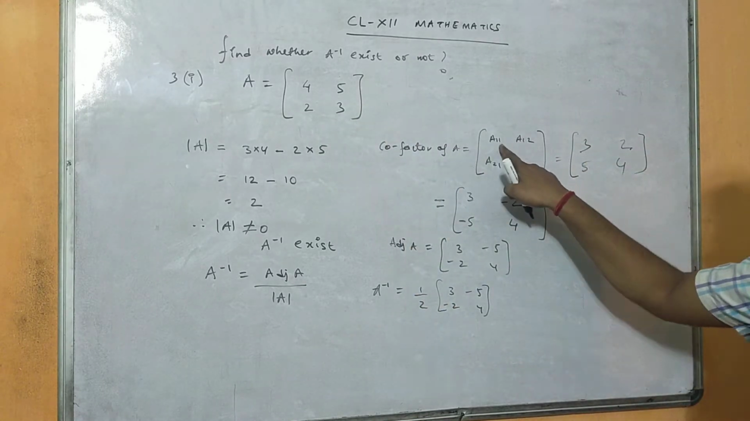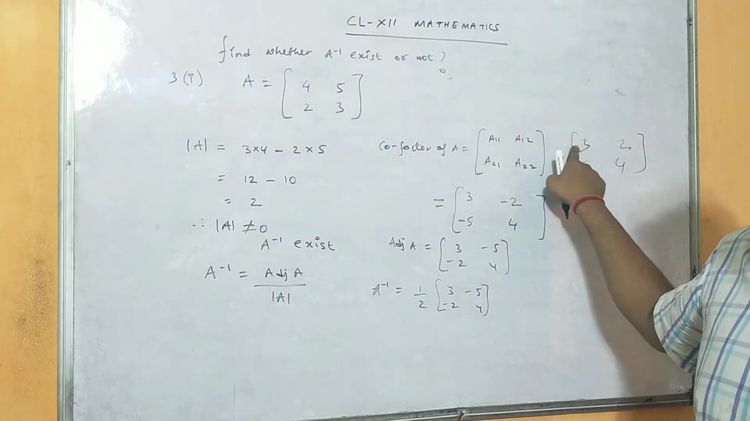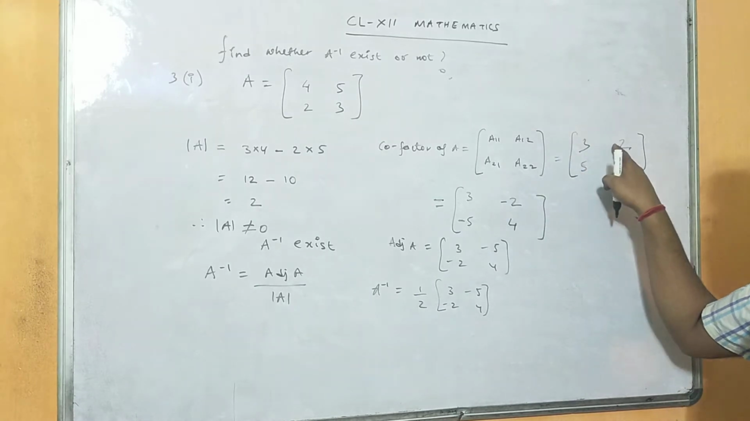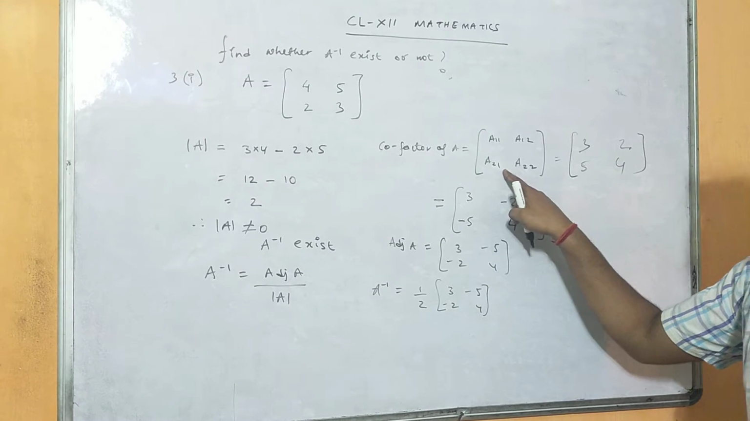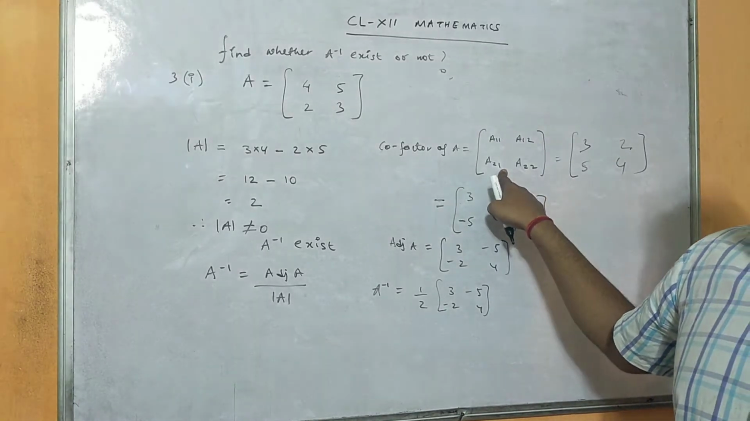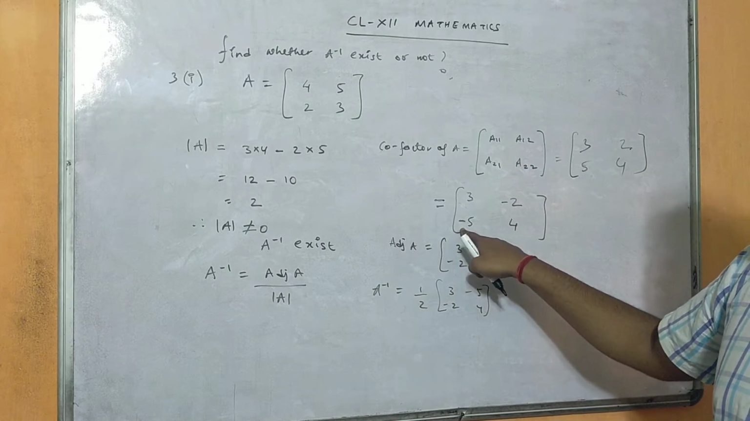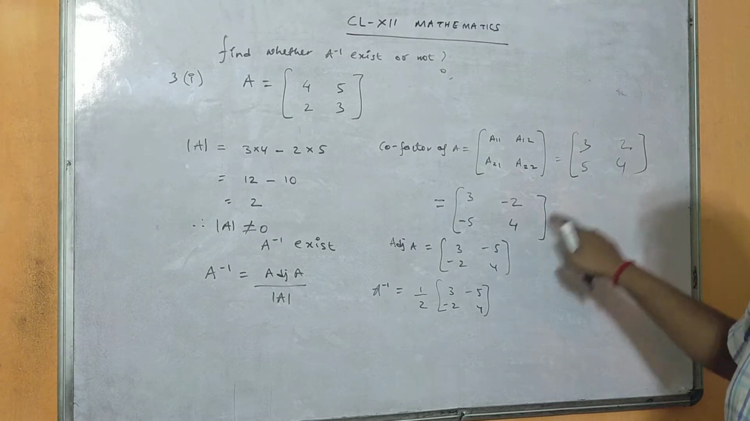But you see, 1 plus 1 is 2. 2 is an even number, so we get plus, that means no sign change. 1 plus 2 is 3. 3 is an odd number, therefore initially it was plus, so I substituted minus. A21, that means 2 plus 1 is an odd number, therefore the sign will change. Initially it was plus 5, I have substituted minus 5. And 2 plus 2 is 4. 4 is an even number, so no sign change.